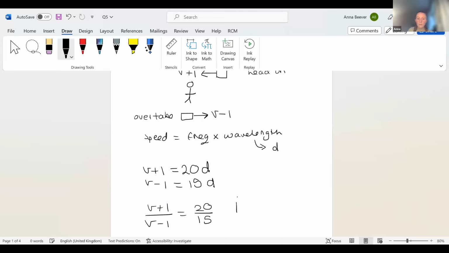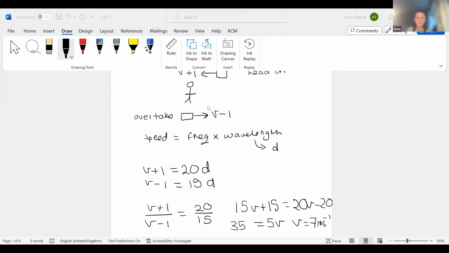So then rearranging, 15v plus 15 equals 20v minus 20. So then take 20 to the left and 15v to the right, we end up with 35 equals 5v. So again, v equals 7 meters per second. So if that was your approach, then that is equally valid and really quite different. So yeah, physics can be done in lots of different ways.